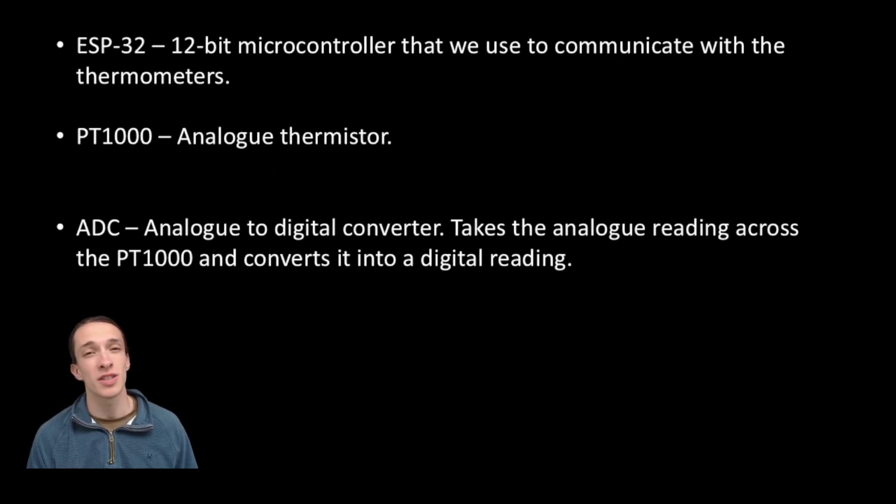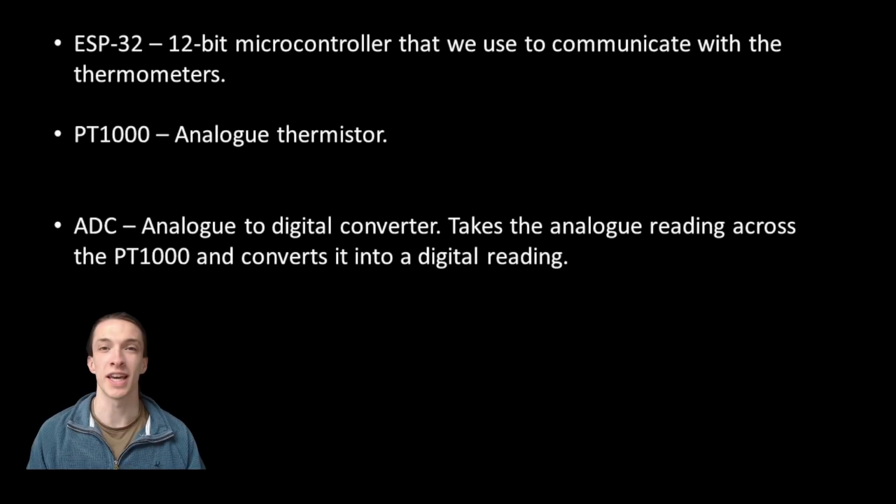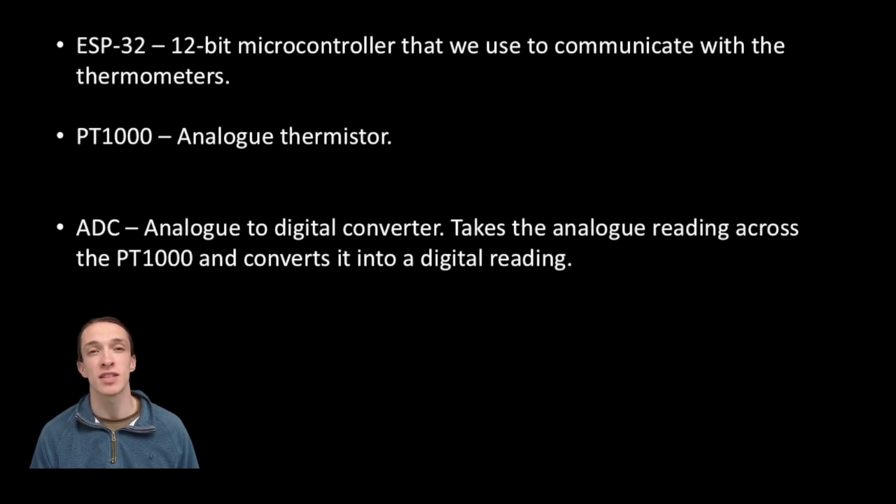The PT1000 is an analog thermistor. We get the temperature across the PT1000 by calculating the resistance across it. An increase in resistance corresponds to an increase in temperature, and the datasheet of the PT1000 says what increase in resistance corresponds to an increase in temperature of 1 degree Celsius.